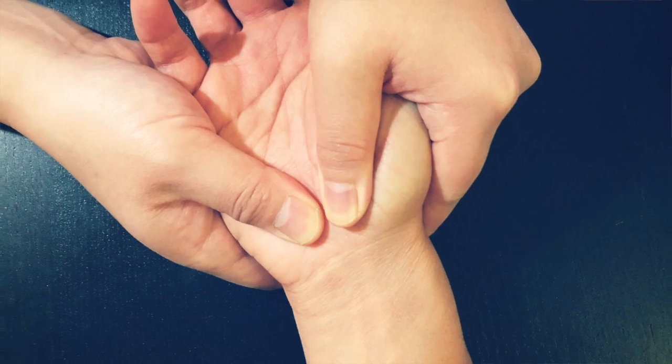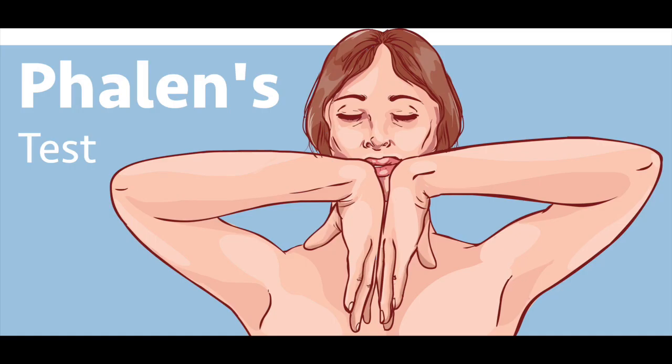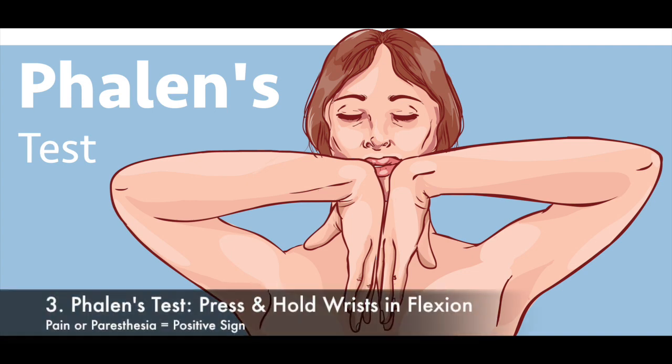Okay, now the third and the final test we're going to talk about is the Phalen test, also known as the Phalen maneuver. And this is pretty much a flexed wrist test, because what you're doing is you're allowing your wrist to fall into maximum flexion, as you see here in this image. You would hold it in this position and push the dorsal surface of your hands together and hold it in this position for about 30 seconds to about a minute.